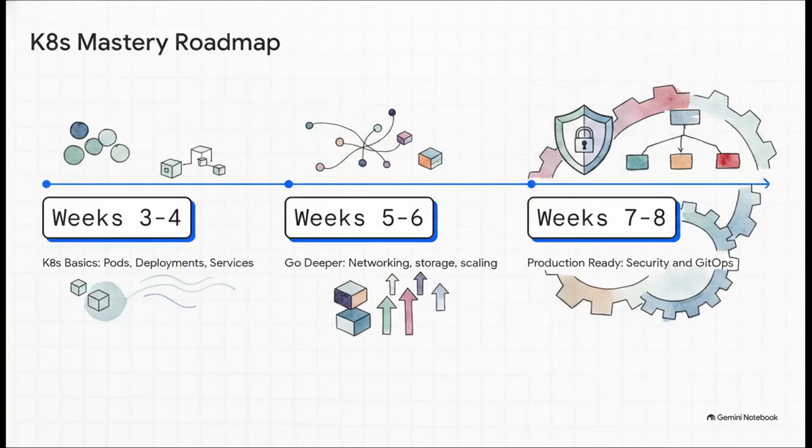Here's the chronological journey they've mapped out for us. Notice how it really builds momentum. You start with Kubernetes basics in weeks 3 and 4. Then you step it up and go deeper in weeks 5 and 6. Finally, you push through to that production-ready status in weeks 7 and 8. It's a highly calculated, step-by-step progression. Let's break down exactly what you'll be conquering in each of these phases, all right?